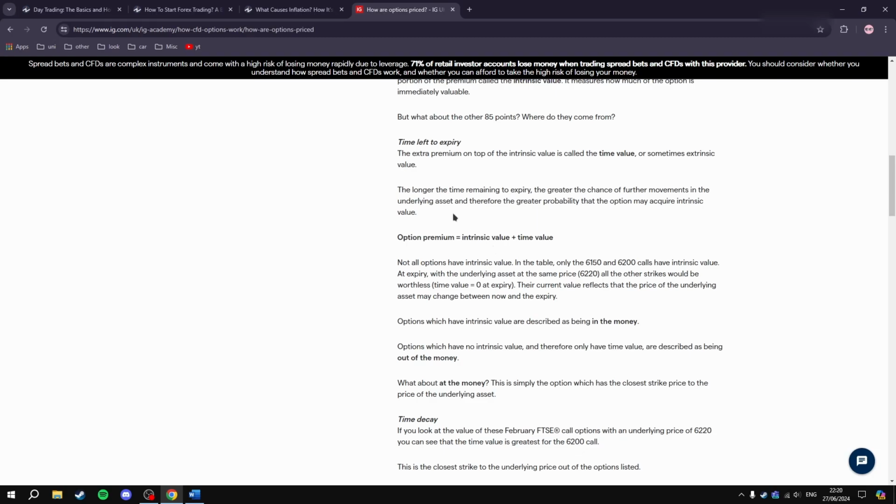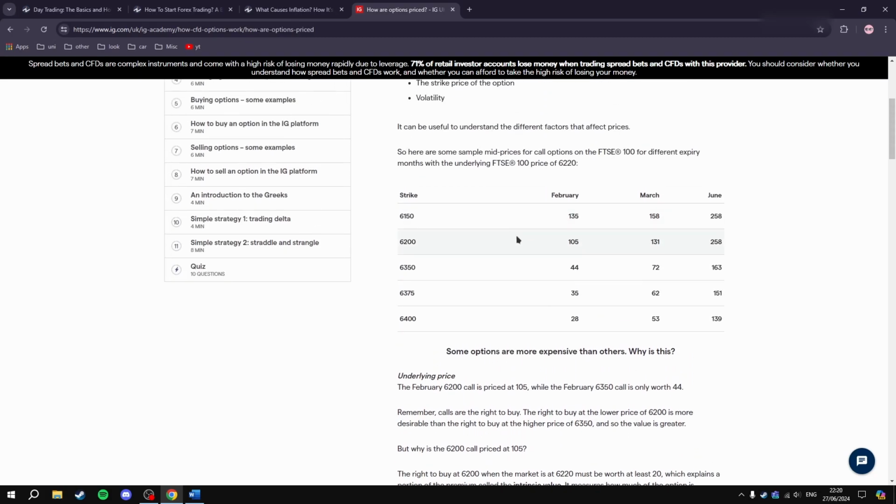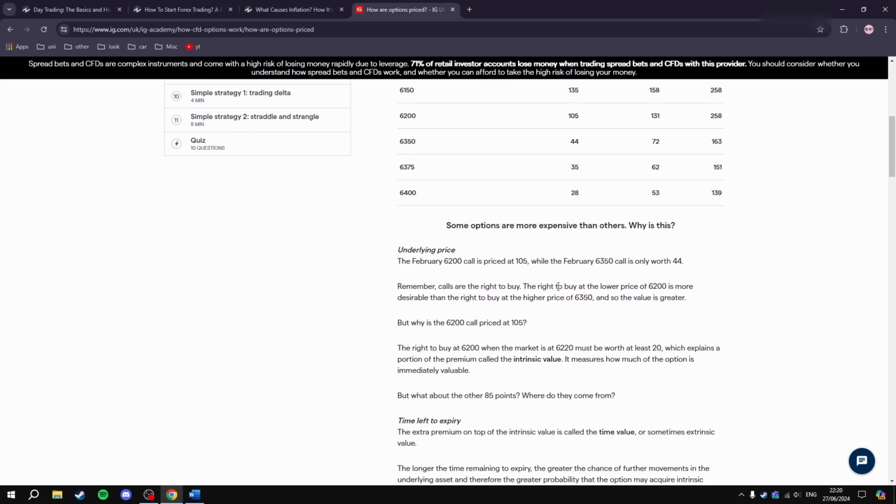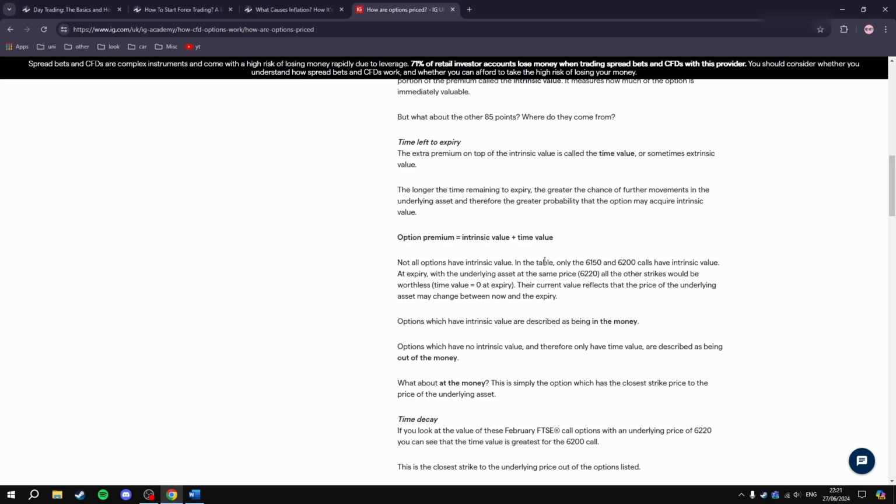Right, not all options have intrinsic value. In the table, only the 6150 and 6200 calls have intrinsic value. Oh, so these are obviously way higher than these. At expiry, with the underlying asset at the same price of 6220, all the other strikes would be worthless. Time value equals 0 at expiry. Their current value reflects that the price of the underlying asset may change between now and the expiry.